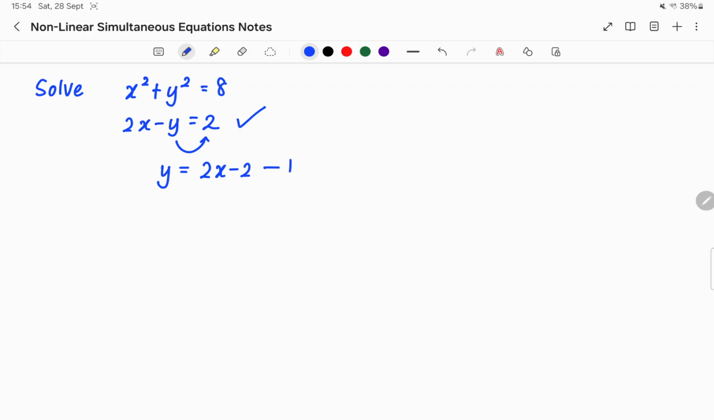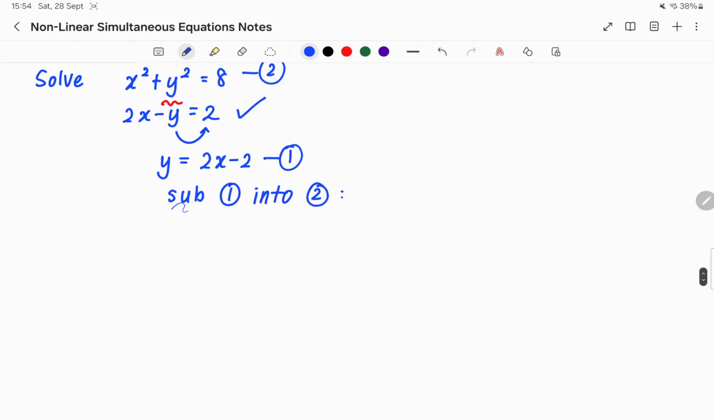Okay, I'm going to label this equation 1, and I'll label my nonlinear equation equation 2. So by substitution, what I'm going to do is I will plug 1 into 2. So I will say sub 1 into 2. Okay, so as you can see here, this whole y will replace this one over here. So it will be x squared plus (2x minus 2) bracket square equals 8.